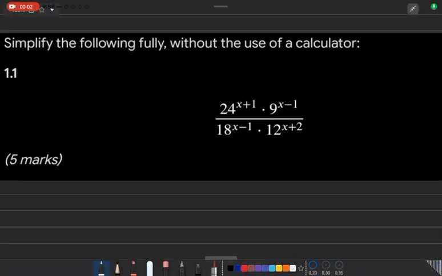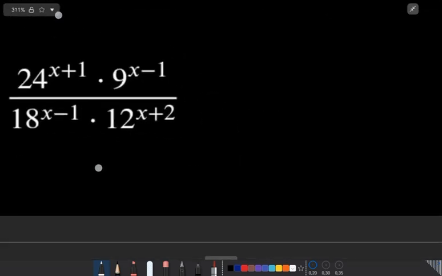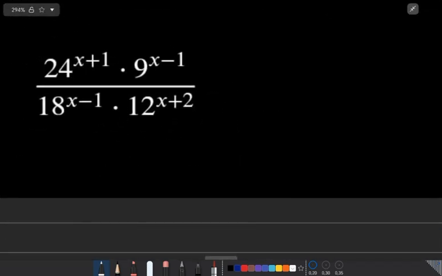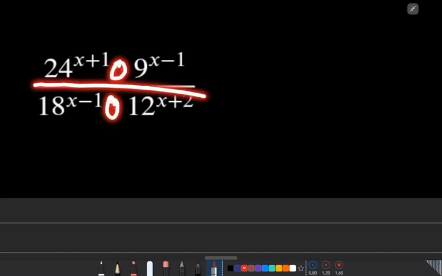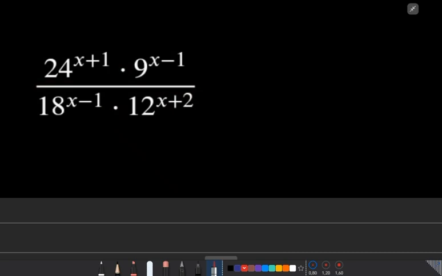So today we're going to be looking at simplifying the following without the use of a calculator. The idea is, when we see something that only has multiplication, with the dots, and division, that means we actually need to add and subtract the exponents.